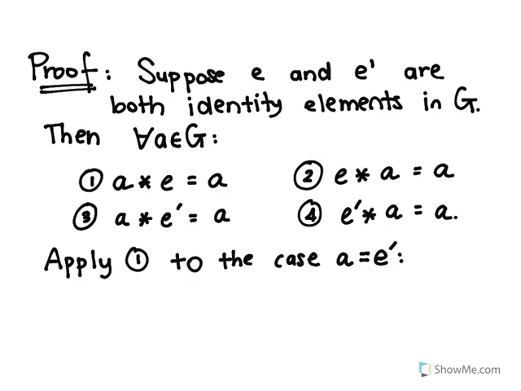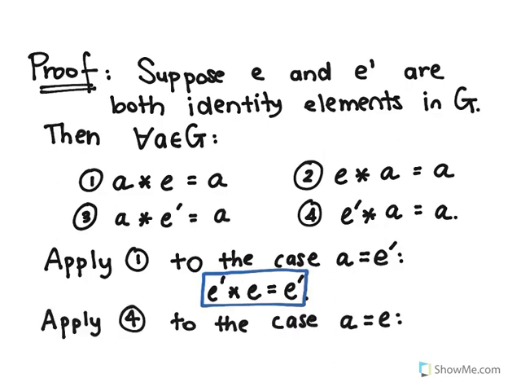And so here's what I'll do. I'll apply equation 1 to the specific choice where I take A to be equal to E prime. If I plug in E prime for A in equation 1, it becomes the statement E prime star E is equal to E prime. Similarly, equation 4 is true regardless of what I fill in for A. And so I can try filling in A is equal to E. And if I substitute that into equation 4, what it'll say is E prime star E is equal to E.